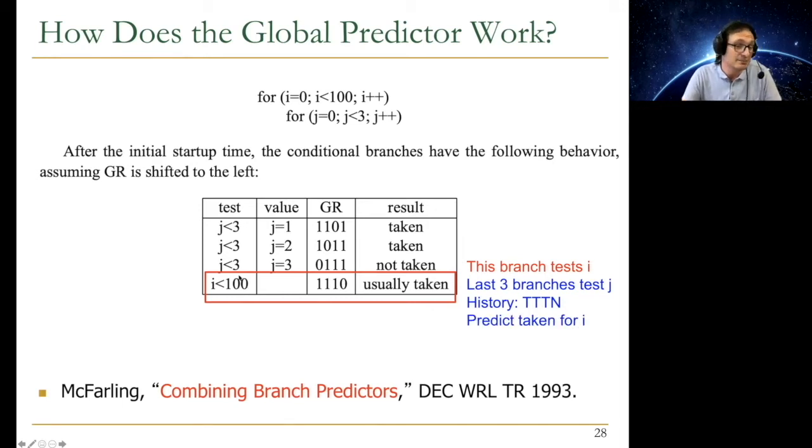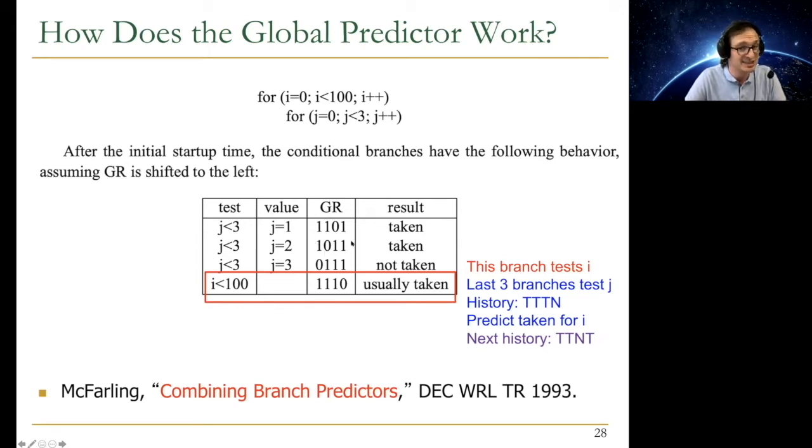You predict taken for I because it's usually taken. That's how the counters get updated over time, clearly. And the next history will become taken, not taken, because this is going to be taken. And the next history is going to be 1101, taken, not taken. And you're going to predict this J branch. And it's going to be taken for sure, right? So at this history register, whenever you see this history register value, it's going to be definitely taken.